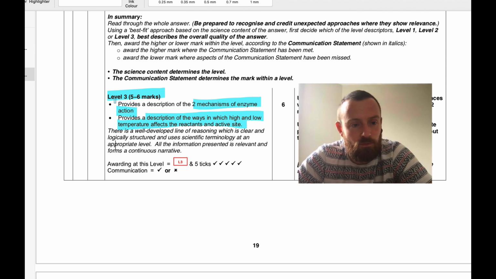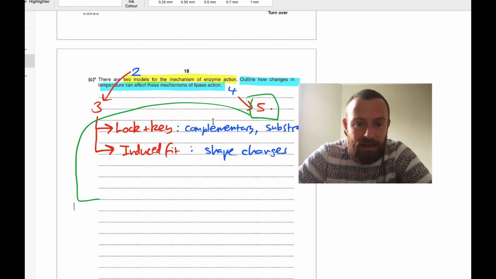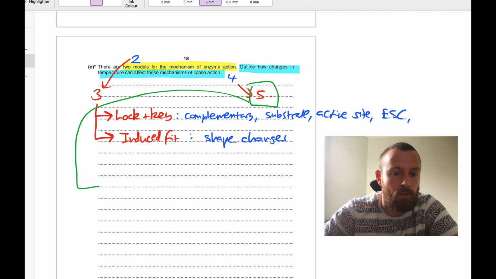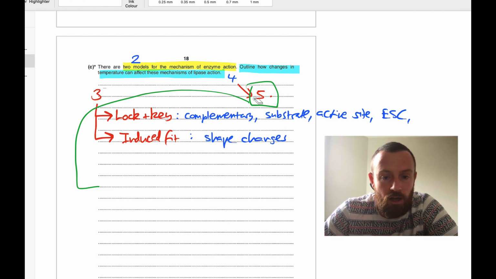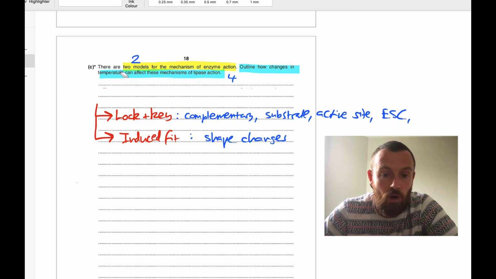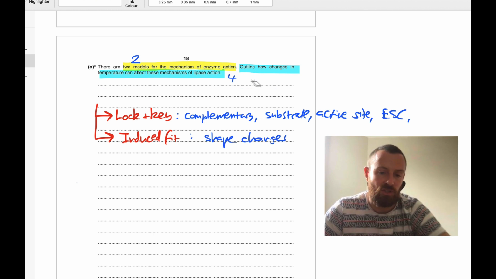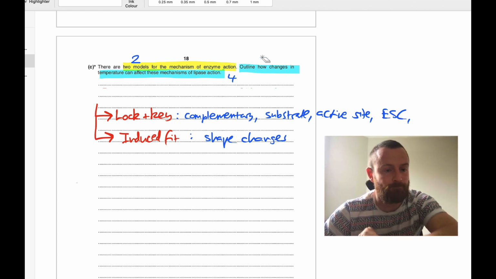Just to recap, when we looked at the question and planned it, unfortunately my notes have disappeared here, but what we did when we planned was we first highlighted the 2 different parts of the question that we saw, and we said, okay, I wanted to get at least 2 marks about this enzyme action stuff, and then I want to get my 4 marks from the temperature stuff. So I had a strategy.